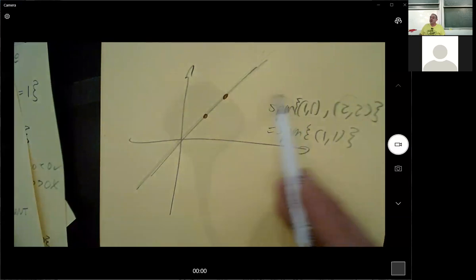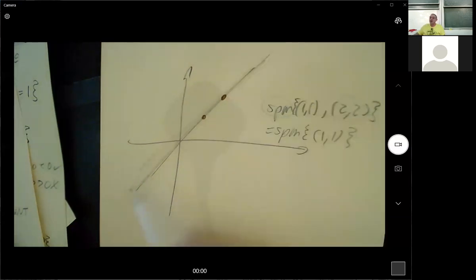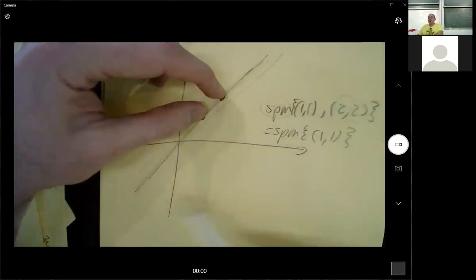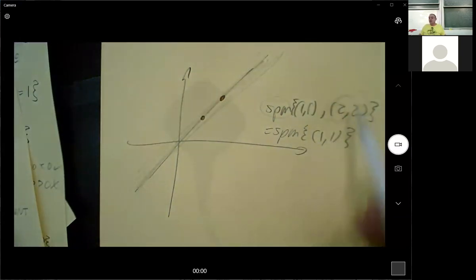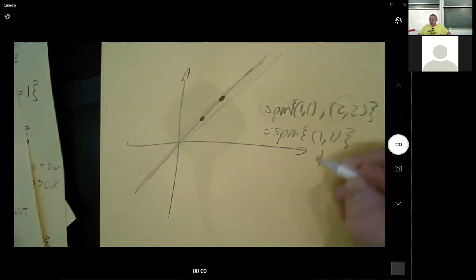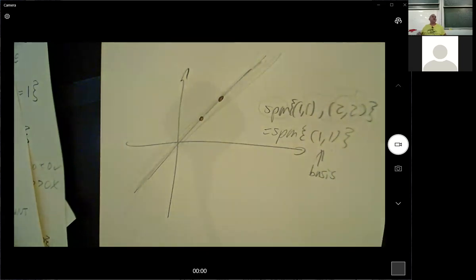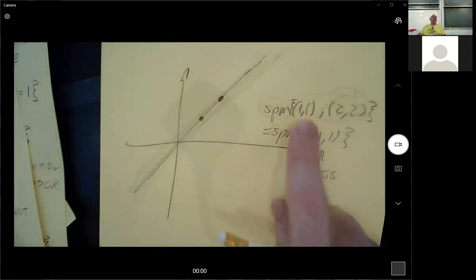So remember, the span is turning this into the whole line. If I use those two, I can make the whole line. If I use just this one, I can also make the whole line. So I can remove this from the notation. This one here is the basis. These two here are not a basis because this one's already a combination of that one.